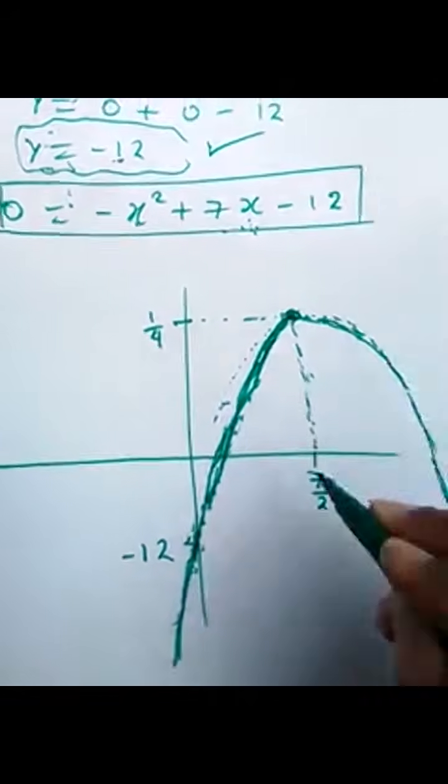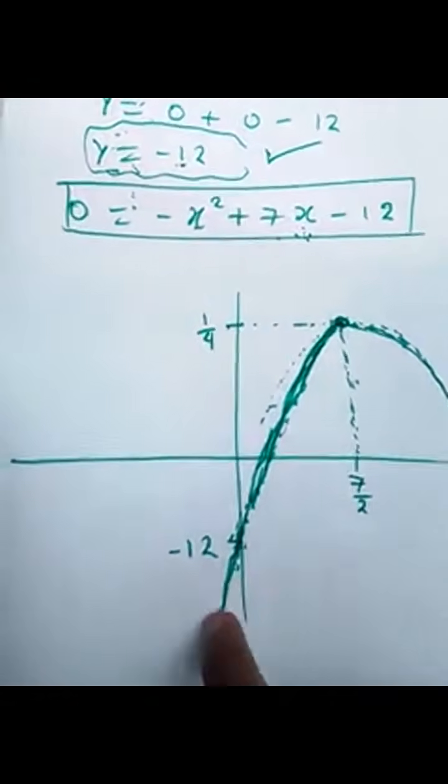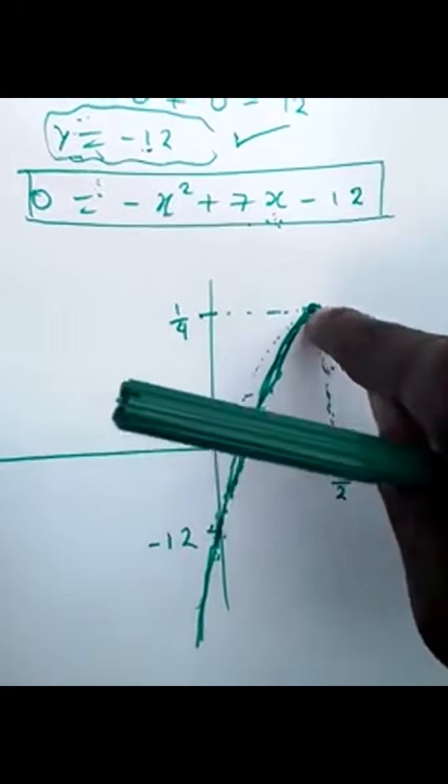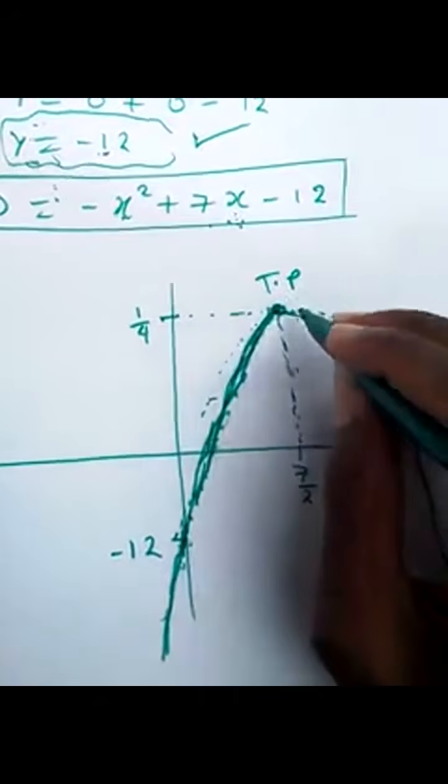Whatever you draw, make sure that it has crossed the negative 12. It has bounced here. It has turned from the turning point. You should even label this as TP. Then when it turns, it comes down like this.